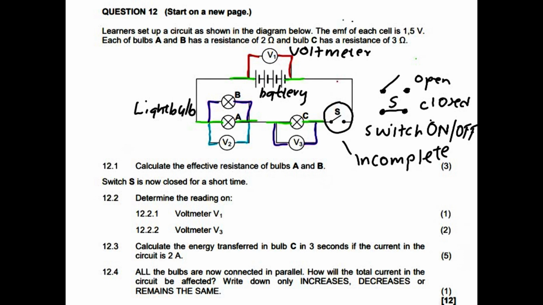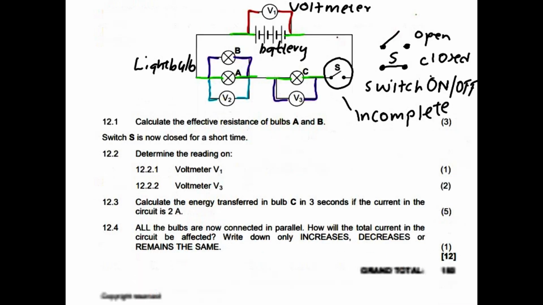So now that we have analyzed and we know what each of these circuit elements are, the voltmeter, the light bulbs, and the switch, we are in a position to answer the questions. It's important for you to also know how to draw these symbols. Look at the symbols for the light bulb. Look at the symbols for the voltmeter. Look at the symbol for the battery, right? It's very important for you to know how to draw those circuit elements. So let's go to question 12.1.